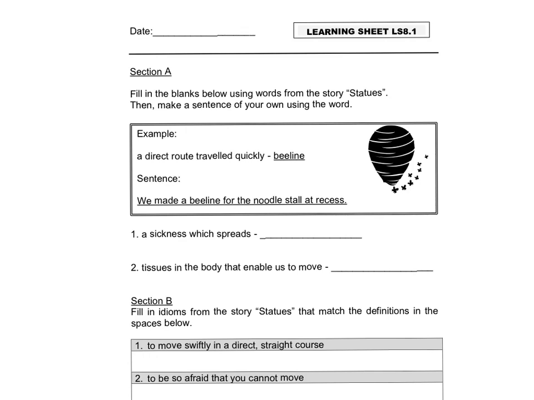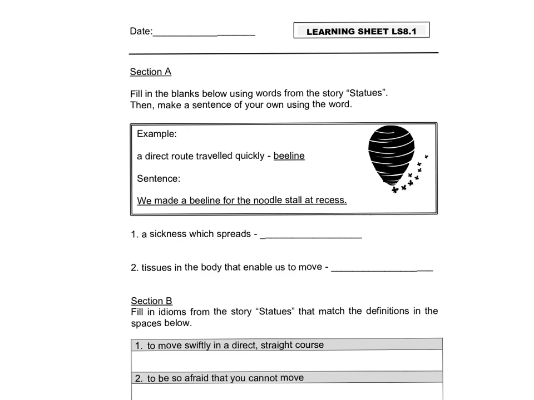Today I'm going to go through with you your statues worksheet, learning sheet 8.1. You should have completed pages 1 to 3. Now, let's look at the first question for section A. In section A, you're supposed to fill in the blanks, using words from the story statues. So you should actually have your statues reader with you. And then secondly, you're supposed to make a sentence of your own using the word.